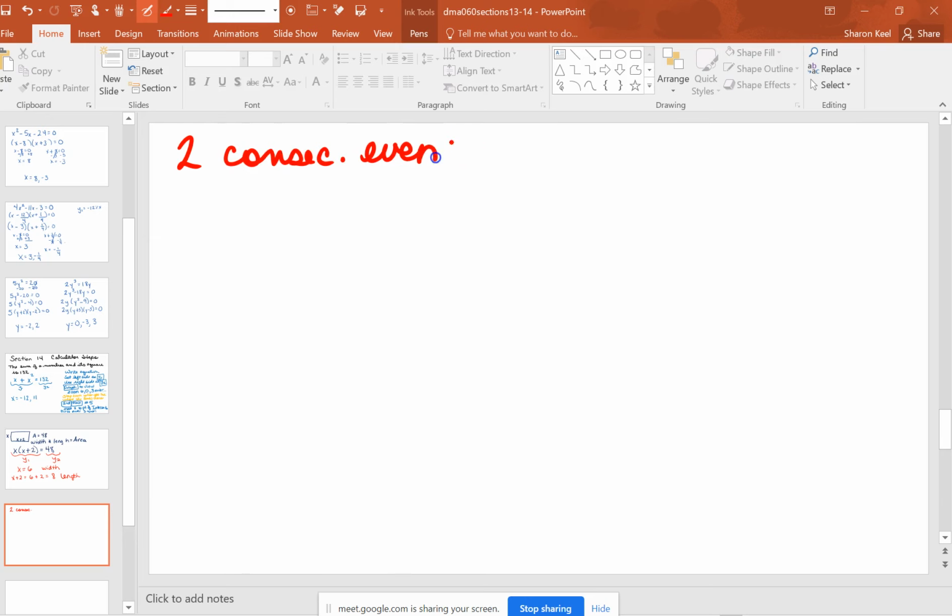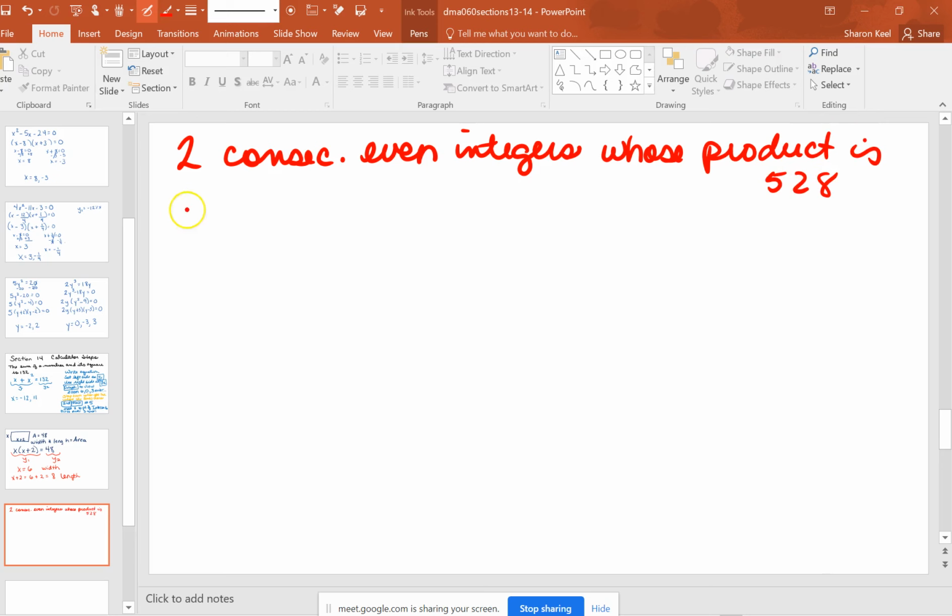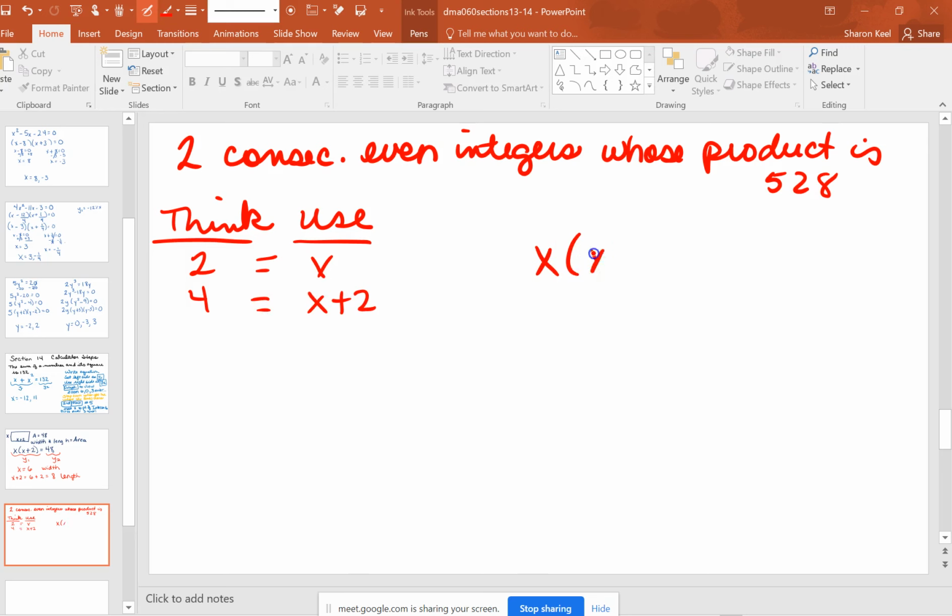So what we have is we're going to use two consecutive even integers whose product is 528. So thinking back to a prior DMA, I'm going to do my think and my use. Two consecutive even numbers would be 2 and 4. If x is 2, then 2 plus 2 is what would give me 4. So we're going to have x times x plus 2, product means you multiply, is equal to 528.